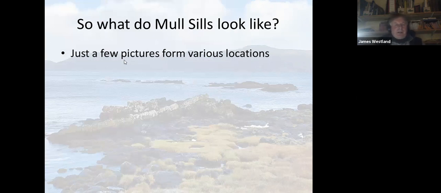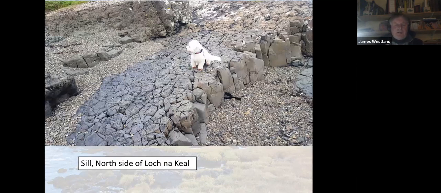So what do the Mull sills actually look like, you might want to ask. There are a few pictures of them from various places that I've been to. This one is on the north side of Loch na Keal, with small dog for scale. This is fairly typical of a lot of these sills. You'll notice the columnar structure again. The columns form at right angles to the cooling surface, which is always the case with dykes and sills.